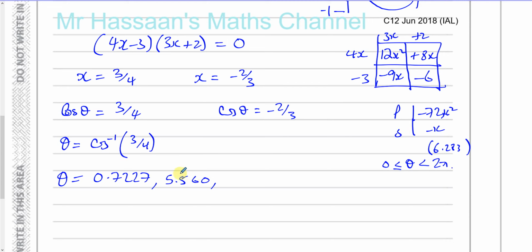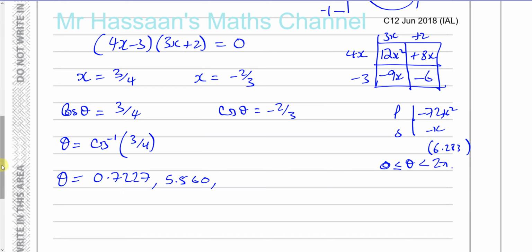Now, if I were to add 2 pi to this answer, I will go outside of my range. Okay, I'll definitely get more than 2 pi. If I do the same for this, I'll go outside my range. If I were to take away 2 pi from this and from that, again, I'll be outside my range, because my lower limit is 0. If I take away 6.283 from both of these, of course, I'm going to go negative. So it looks like these are the only 2 solutions.